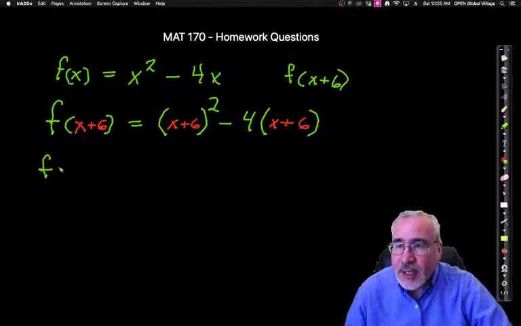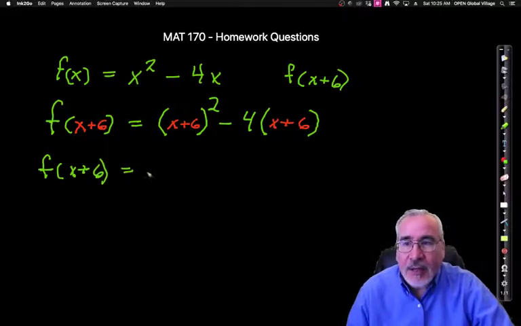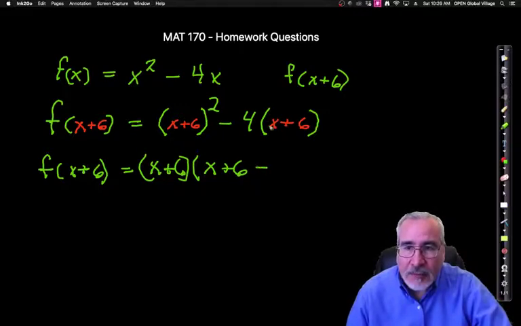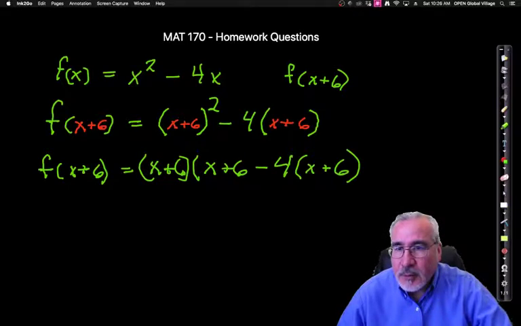This left side never changes. This is f of x plus 6. It's not f times x plus 6. It's f of x plus 6. We're going to multiply this out. So we're going to take x plus 6 squared, or times itself, x plus 6. Over here, we're going to take 4 times x plus 6. So I'm just going to rewrite it, and the reason I'm doing this is to show you each of the steps. You might do some of this process as you go through it.